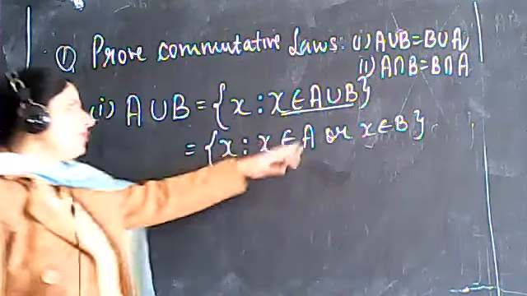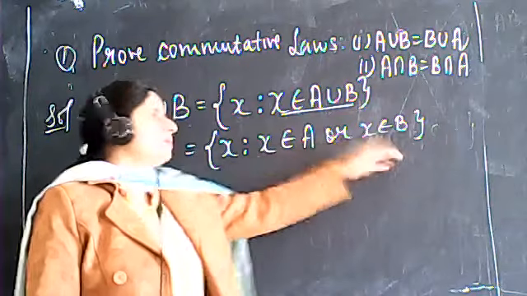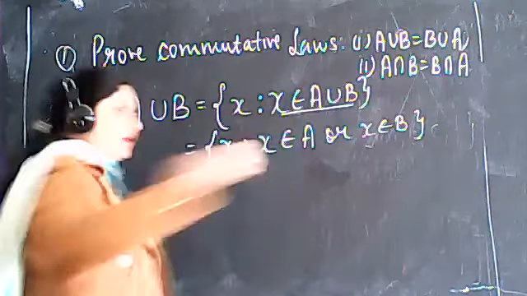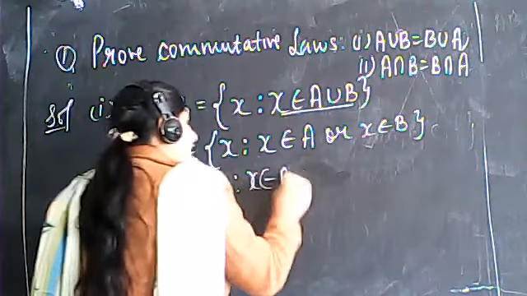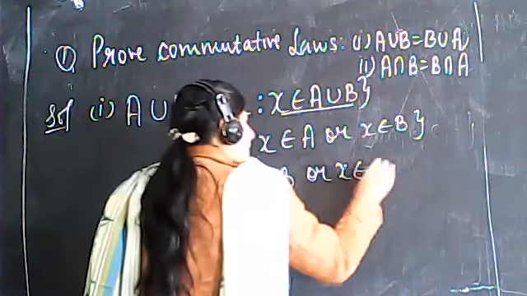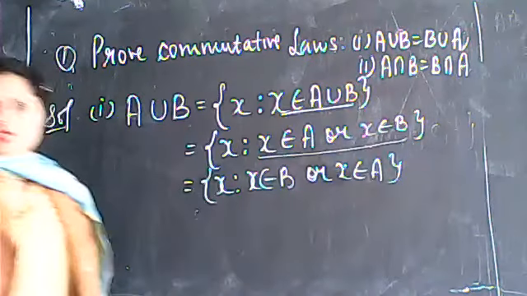Union means that whether the element is in set A or is present in set B, it will definitely go into the union. We can write this as X such that X belongs to B or X belongs to A. I have interchanged their position.